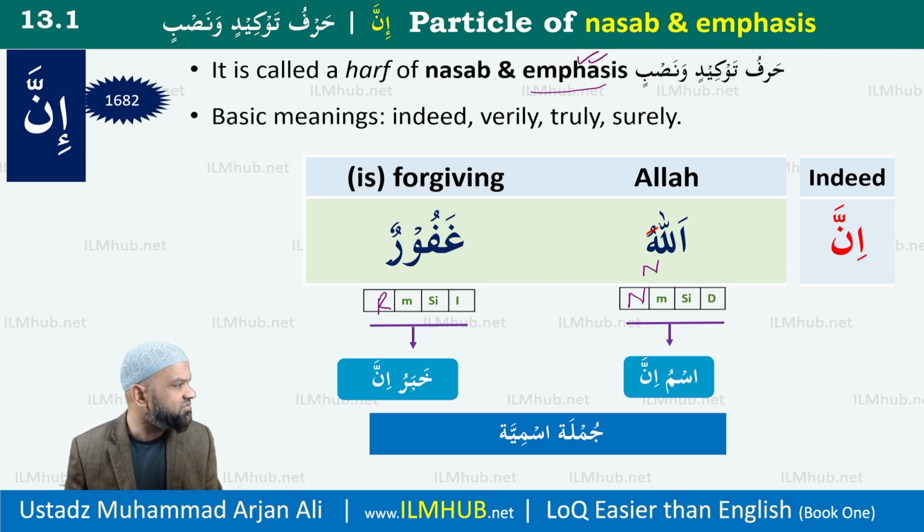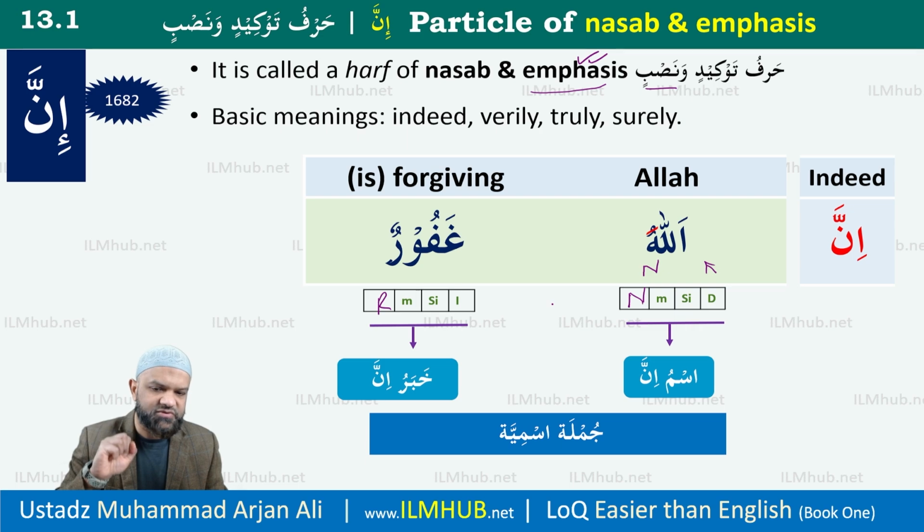So the ism of inna here is the first, the mubtada, and the khabar of inna is the khabar. So this is how it grammatically impacts. So please note, mubtada, which is rafa, marfu, is converted to nasab. And this is why it's called the harf of nasab here, and tawkeed, because that's what the meaning is.